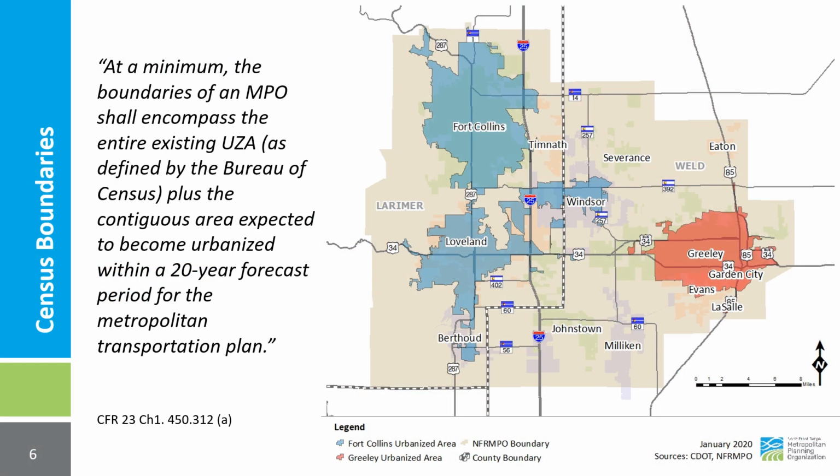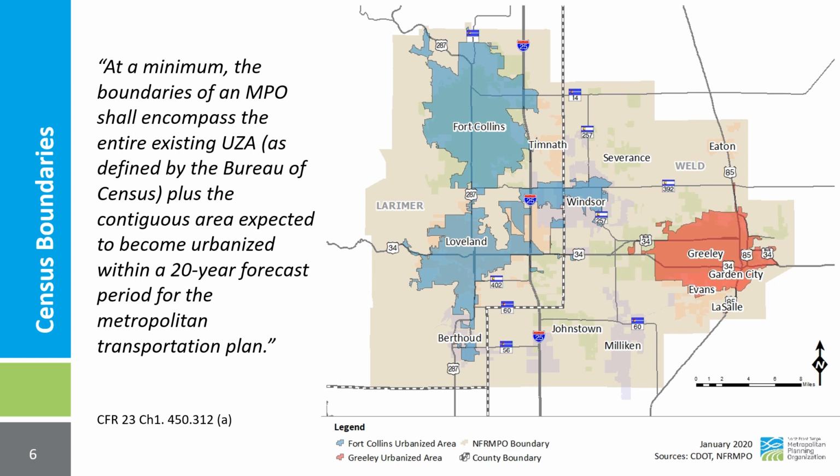As of the 2010 census, the Fort Collins urbanized area, shown in blue, was over 200,000 in population. The Greeley urbanized area, shown in orange, had a population of over 50,000 but less than 200,000. Because the NFR MPO includes both of these urbanized areas, the requirements for the Transportation Management Area, TMA, apply within all of the MPO boundary.